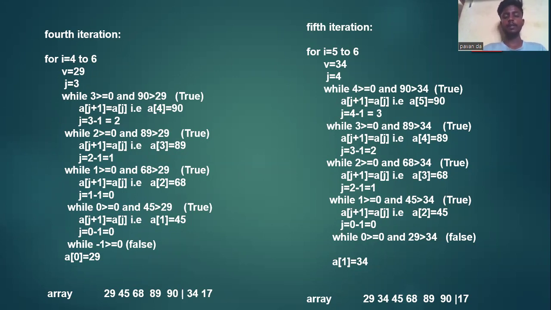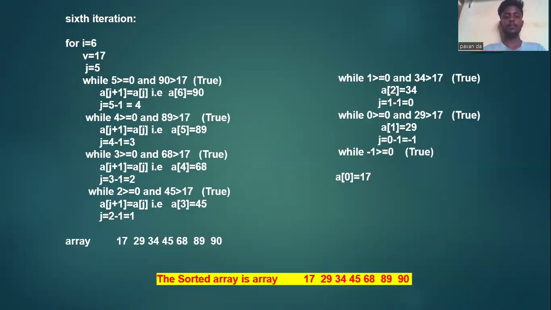And in the fifth iteration, as you see, the first while condition is true, so a of j becomes 90 and j becomes 3. The second while statement is also true, so a of j becomes 89 and j becomes 2. The third statement is also true and the fifth statement is also true, but the last while condition is false, so a of 1 remains 34. And there you can see the sorted array.